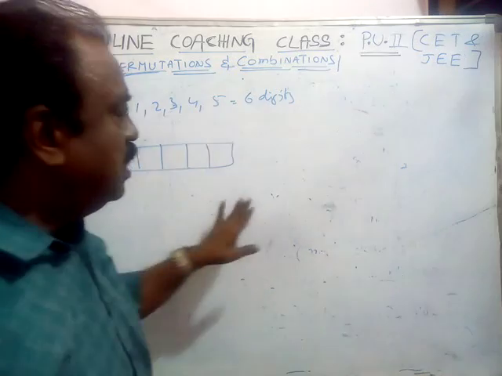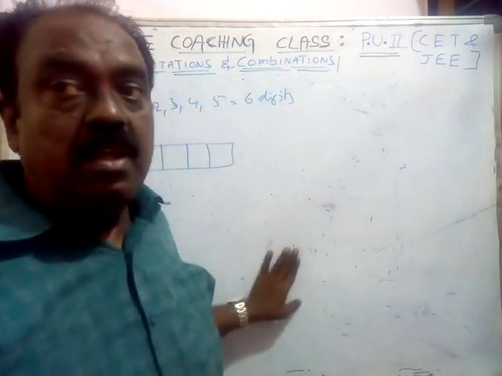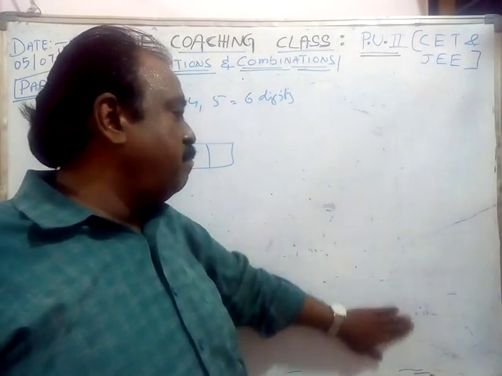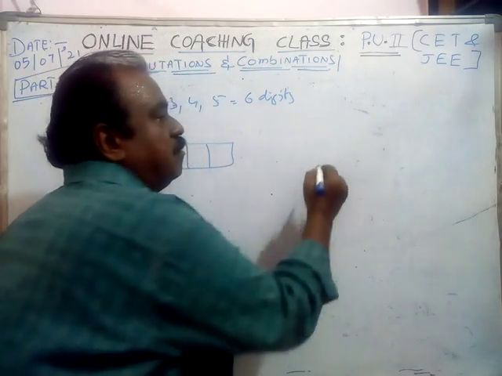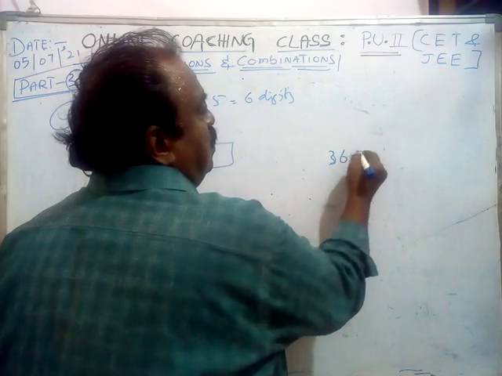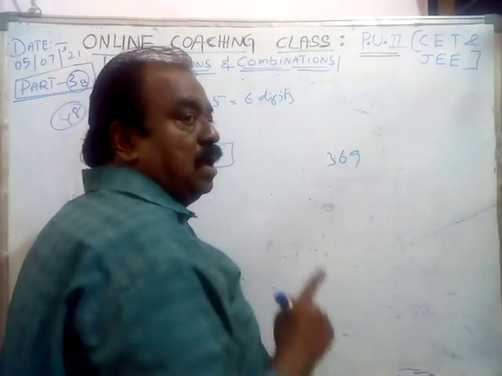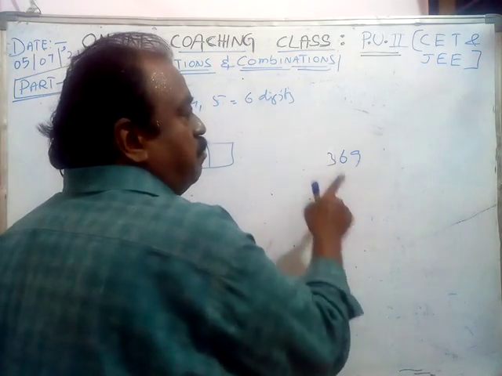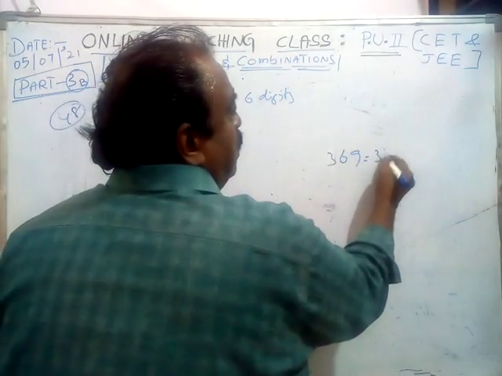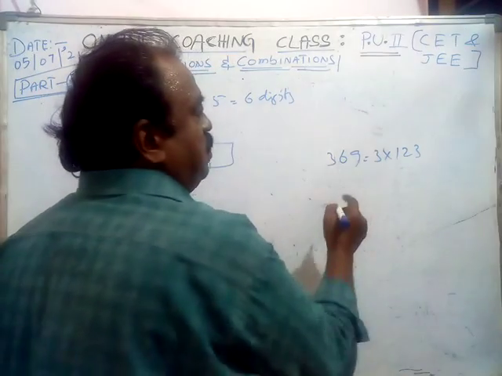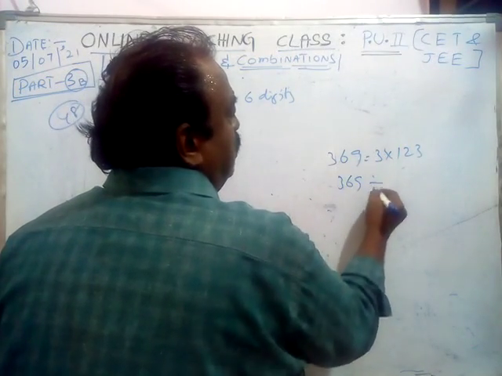Divisible by 3 means the sum of the digits of that number, any number. For example, 369 is there. This is a number divisible by 3. Easily we can see, 3 into 1 into 2 into 3. Yes, correct. 369 is divisible by 3.